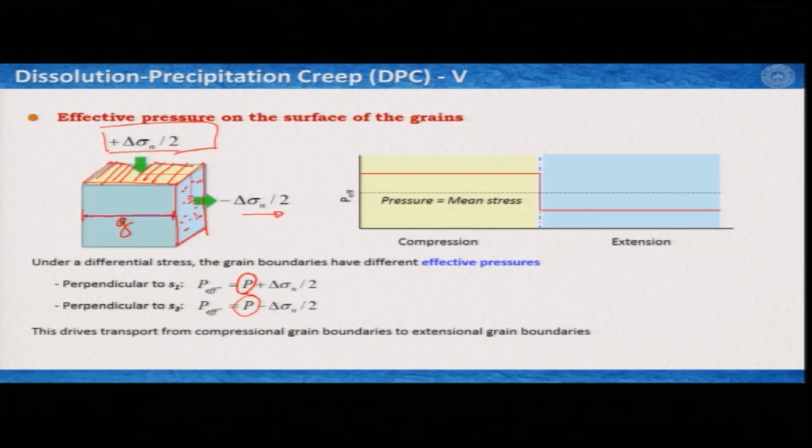And if we have to find a mean stress in this illustration, then clearly at this surface we have a stress level somewhere here, and on this tensile surface, we have a stress level somewhere here. So, if we now imagine that with time this would try to dissolve the material here, which would be precipitating on this side. Therefore, the compressional side would dissolve and it would add on the extensional surface. So, this drives the transport from compressional grain boundaries to the extensional grain boundaries.